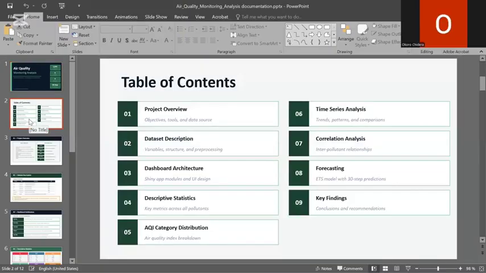Here is the roadmap. I will cover the project objectives and the tech stack, the data set itself, how the dashboard is structured, the descriptive analysis, the AQI category breakdown, time series, and correlation analysis, the forecasting model, and close with the key findings and recommendations.